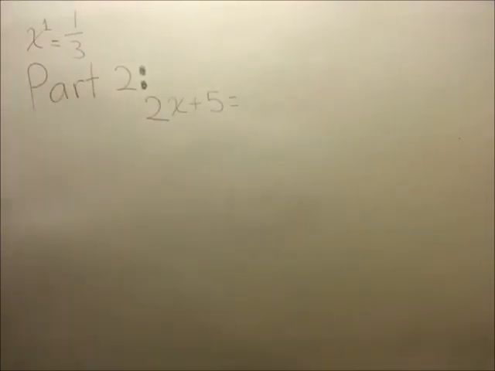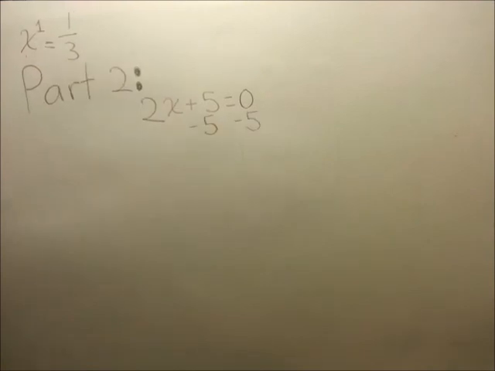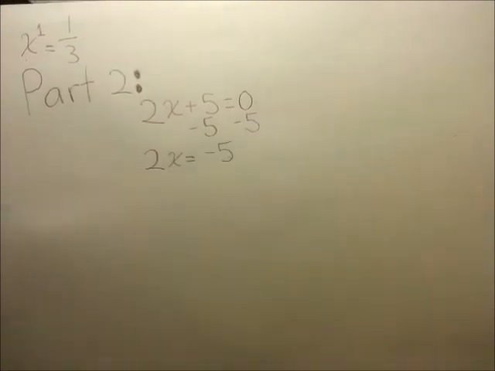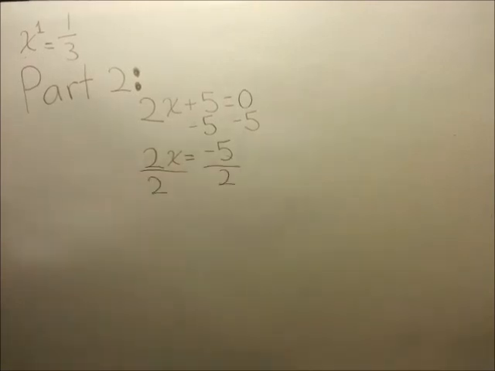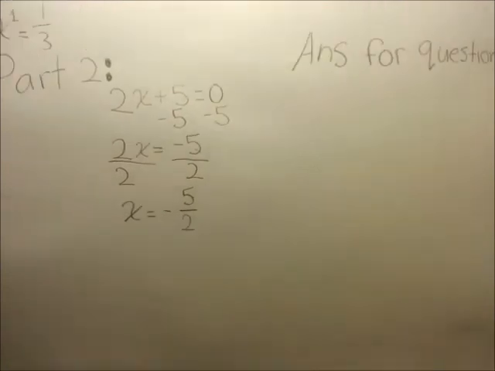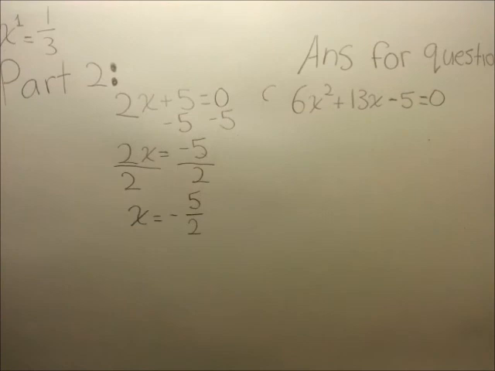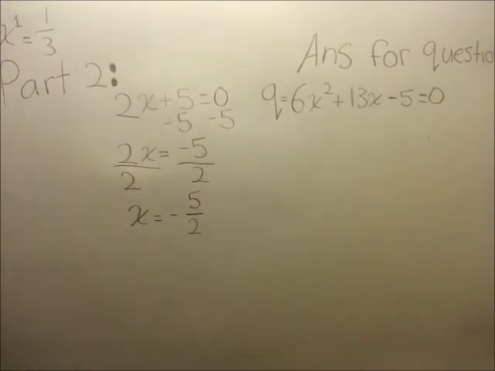2x plus 5 equals 0. We're going to do 5 take away 5 and 5 take away 0. We're left with 2x equals negative 5. We're close, but we still have a bit left. What's left over? The 2. So we'll divide 2 by 2 and negative 5 divided by 2. So the answer to this question is negative 5 over 2. So in conclusion, x equals 1 over 3, or x equals negative 5 over 2.